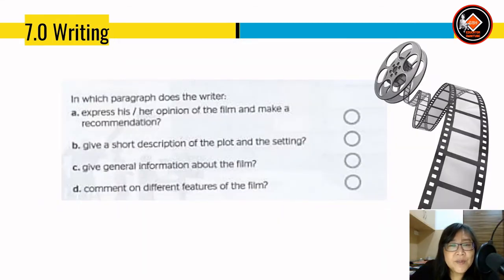Dear students, A: in which paragraph does the writer express his or her opinion of the film and make a recommendation? Answer is paragraph 4. B: In which paragraph does the writer give a short description of the plot and the setting? Answer is paragraph 2. Number 3: In which paragraph does the writer give general information about the film? Answer is paragraph 1. In which paragraph does the writer comment on different features of the film? Answer is paragraph 3.